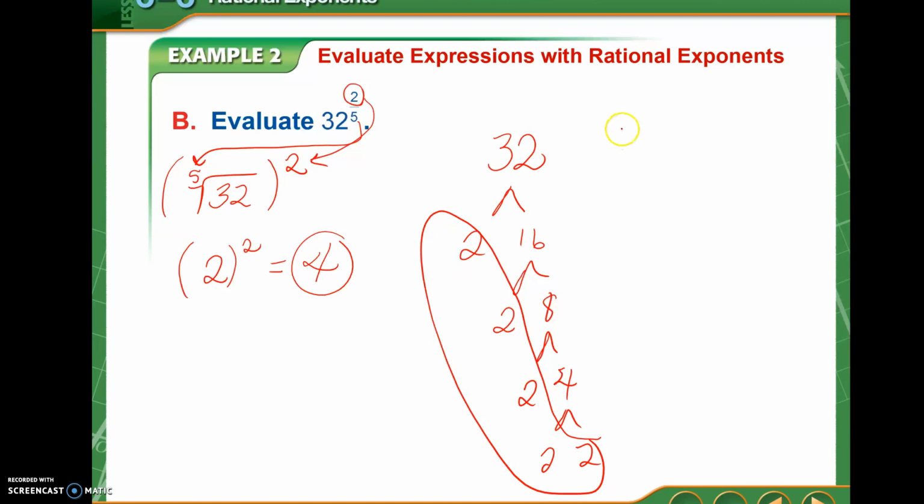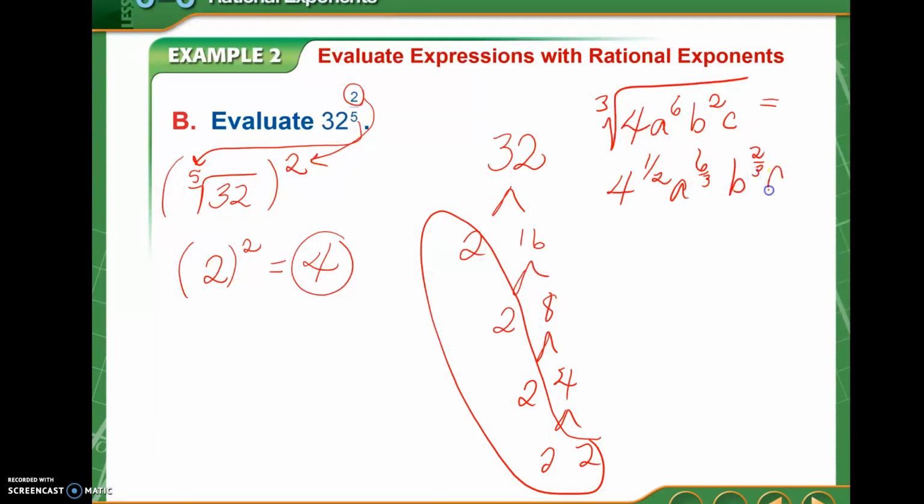One thing that I wanted to mention and that you'll see on your worksheet: if I had the cubed root of 4, a to the 6, b squared, c, we need to be able to also go backwards just like we did in the beginning. So if I want to write this into rational exponential form, I would write it as 4 to the 1/3 because we have our product property, remember? We can take the cubed root of each one of them. A to the 6/3, b to the 2/3, and c to the 1/3.